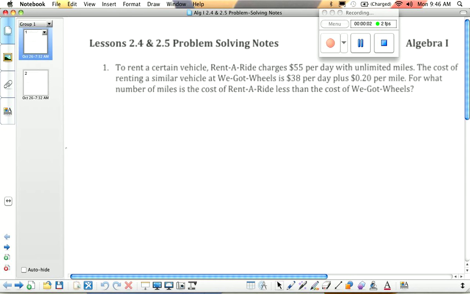Okay, so today we are going to be working with setting up inequalities to help us problem solve. We've already done some of that within both of these lessons, but we're going to take it and practice it some more.